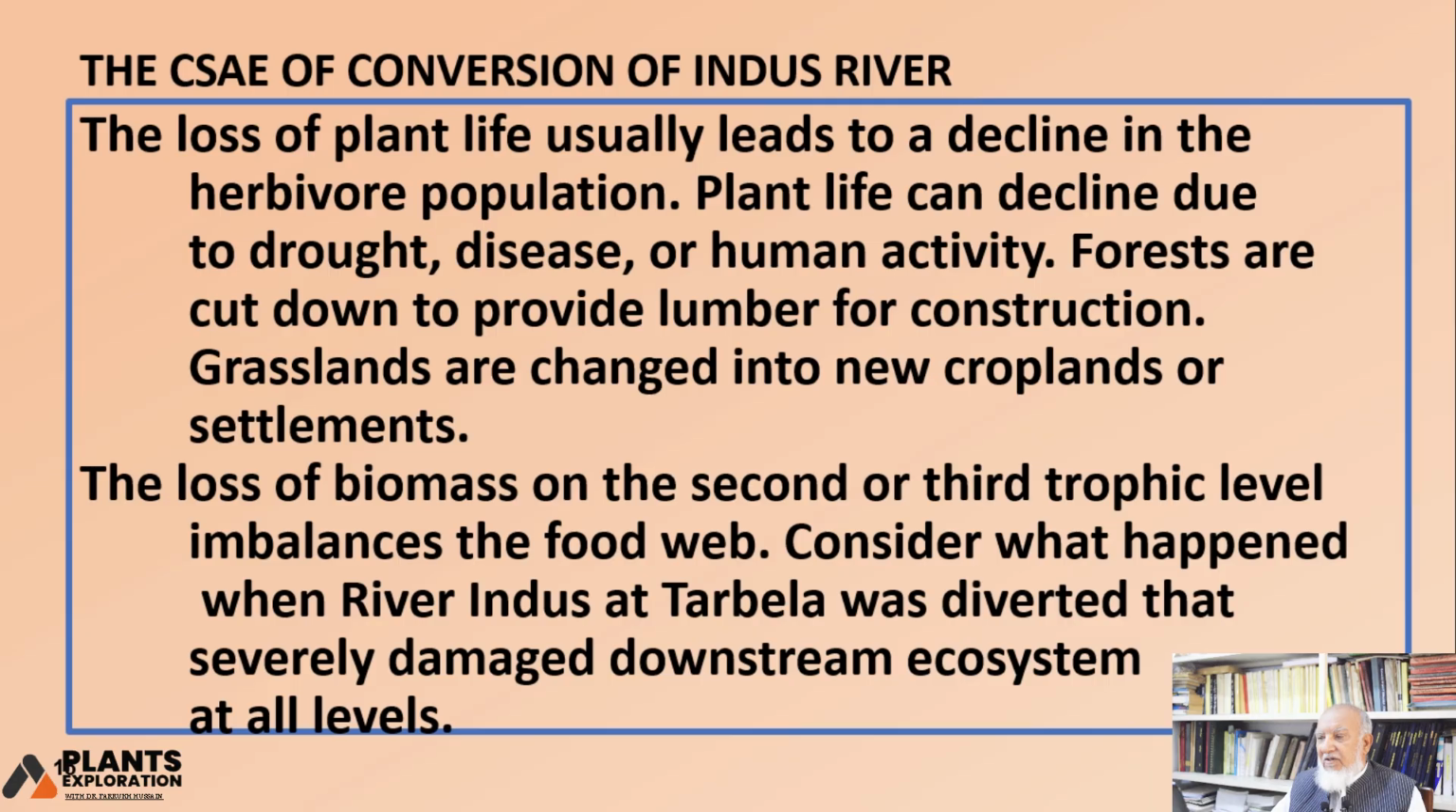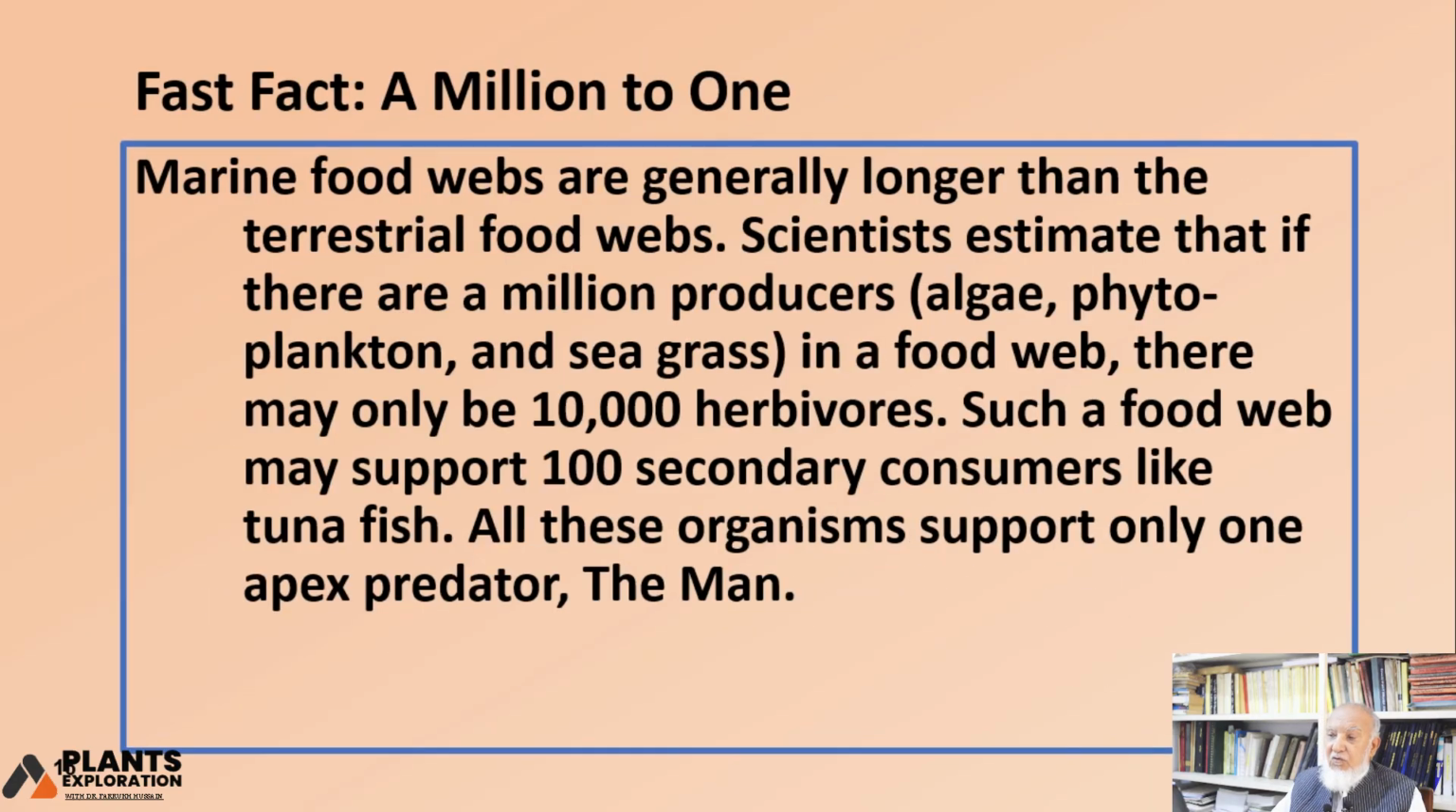Marine food webs are generally longer than terrestrial food webs. Scientists estimate that if there are a million producers, algae and phytoplankton, in the sea, there will be only 10,000 herbivores. Such a food web may support only 100 secondary consumers like tuna fish. All these organisms support only one apex predator, the man.